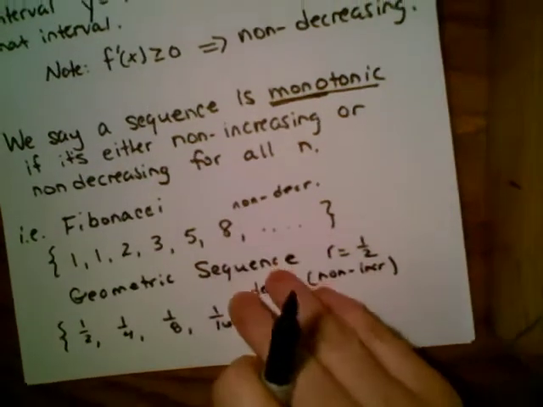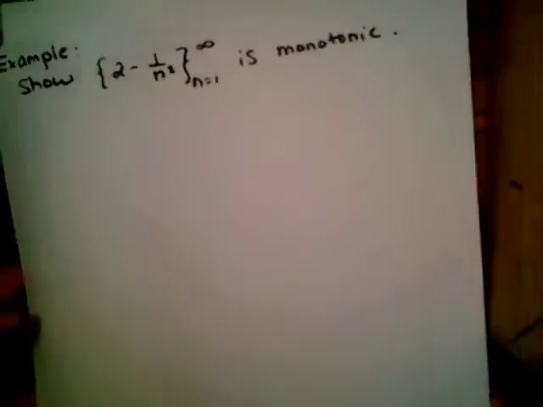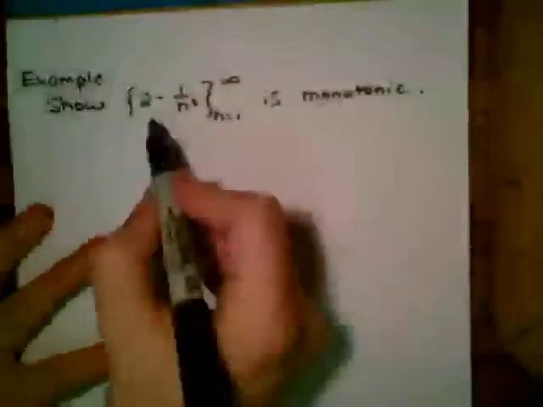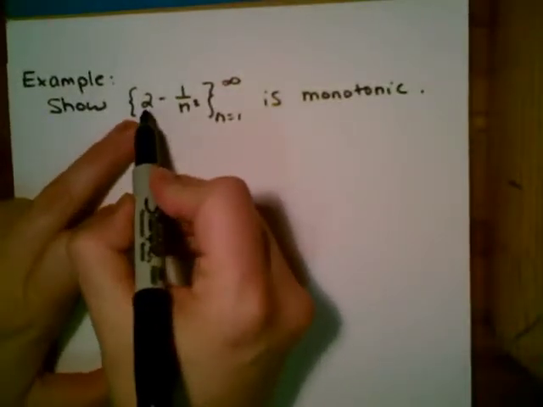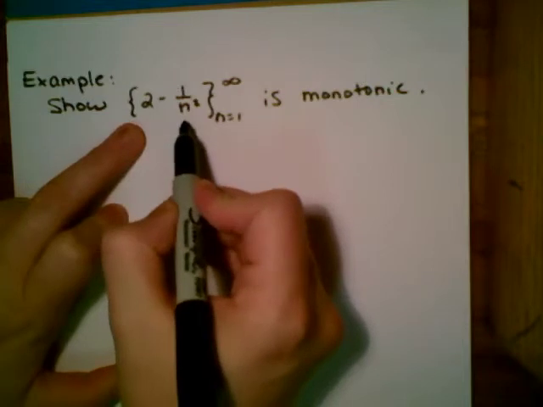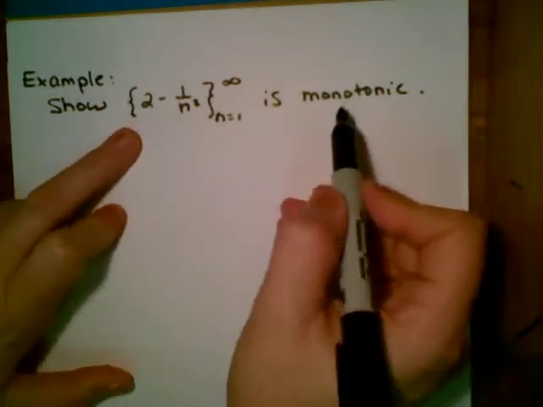Okay. So back to the example we saw at the intro. We're going to look at two examples and use two different techniques to show monotonicity. So we have the sequence where each term is 2 minus 1 over n squared. We want to show that it's monotonic.